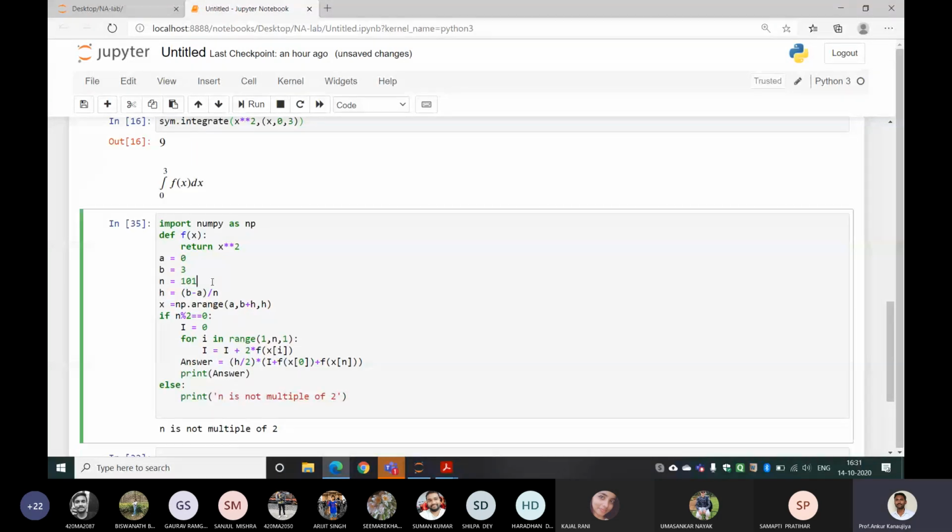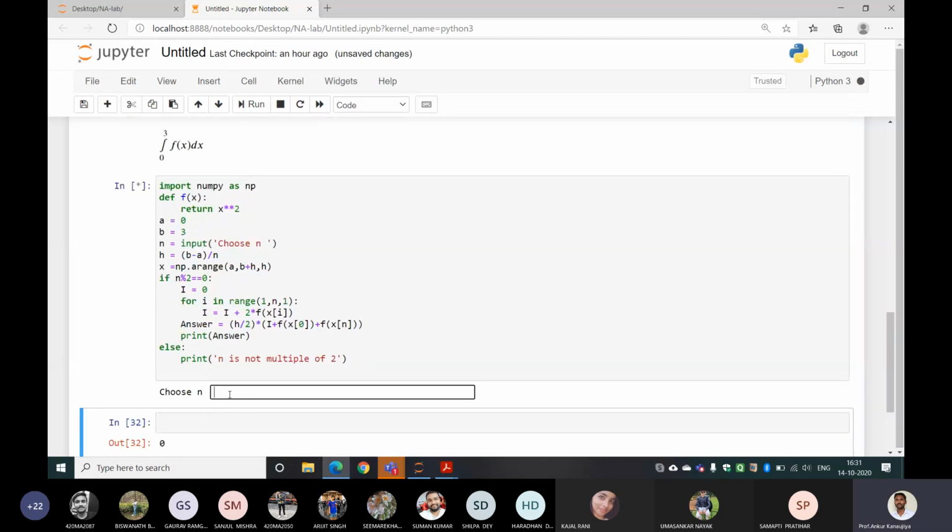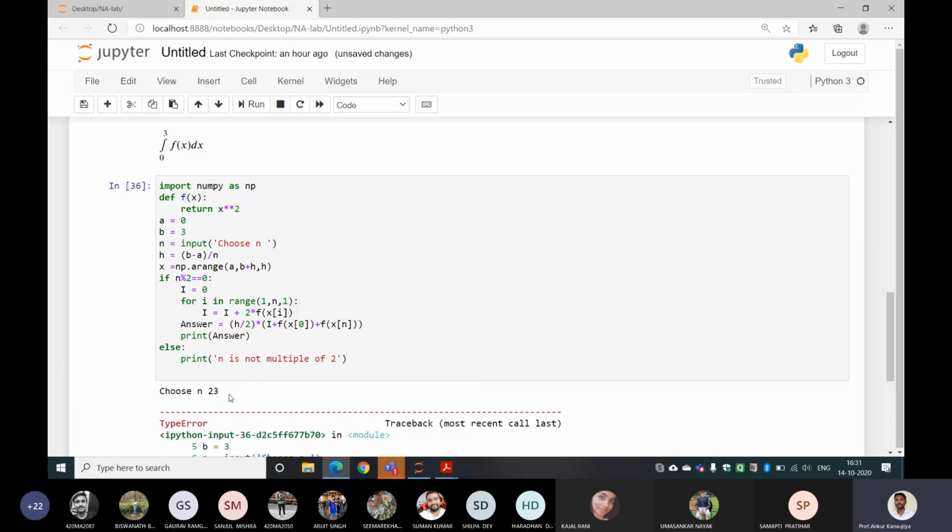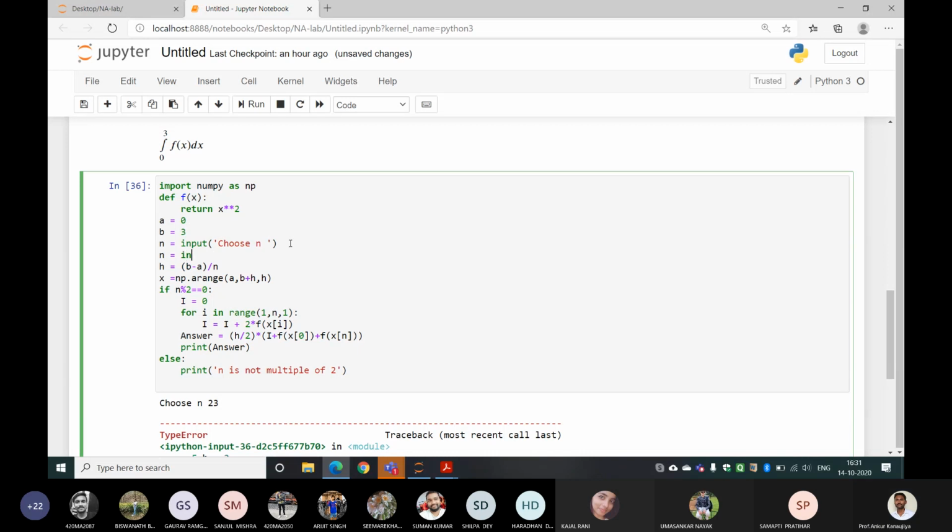I can take the input here also. Here I wrote choose n. If I run this one, it will show a box for choosing n, what n you want to choose. Suppose I choose 23, it will give an error because we have to assign that n is an integer. You have to define the variable also.